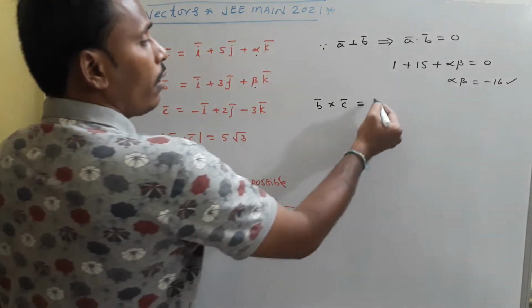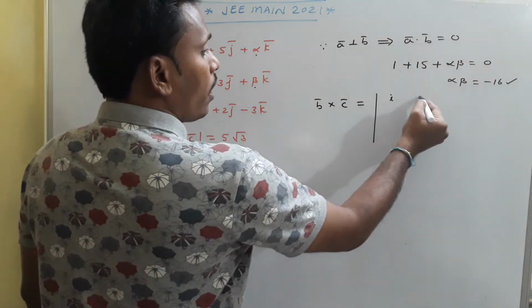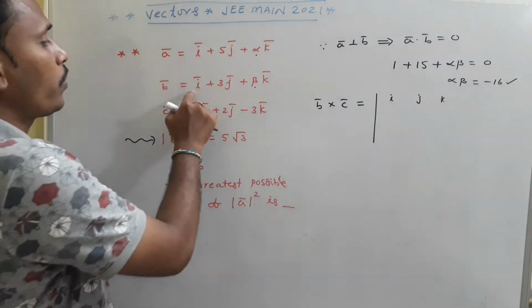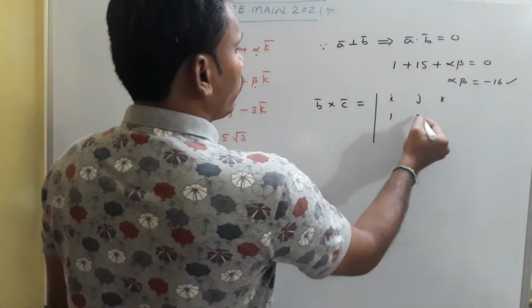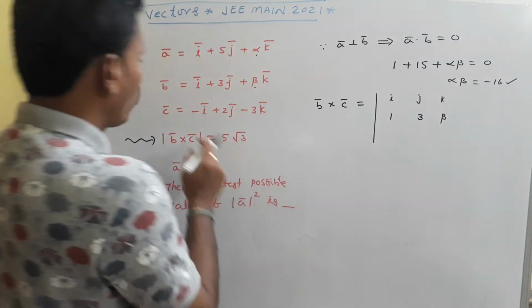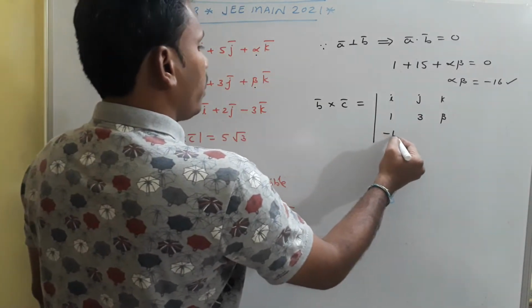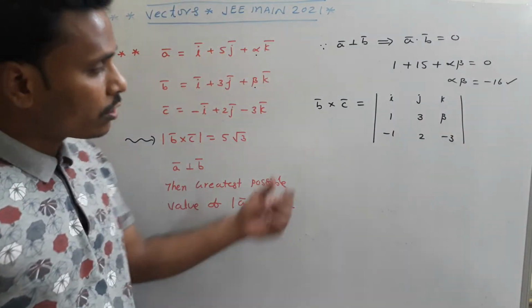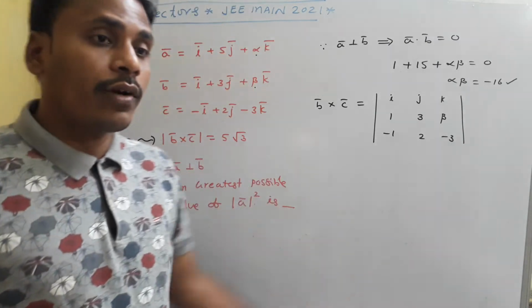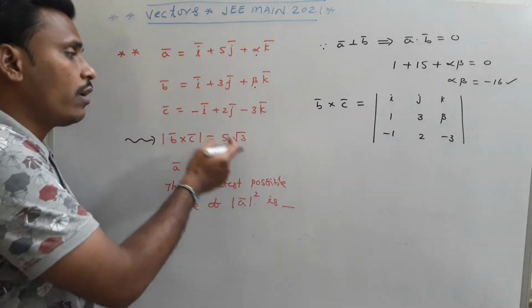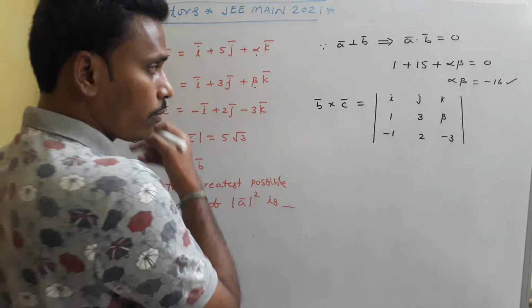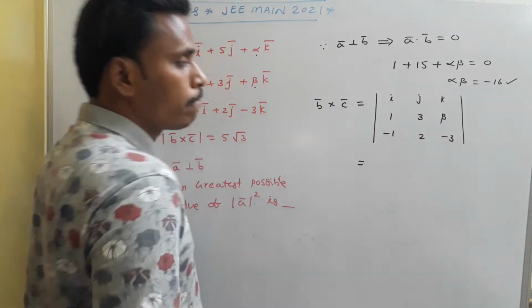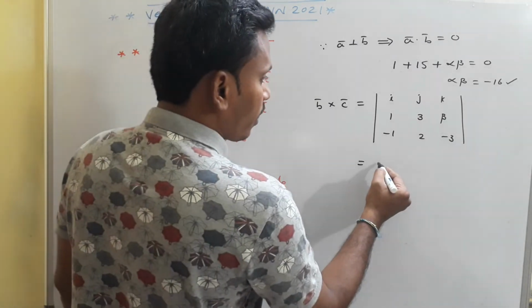So I think we all know finding b cross c, ijk, and then coefficients of b 1, 3, beta, coefficients of c bar minus 1, 2, minus 3. Okay, so first b cross c vector find చేసి తర్వాత దాని magnitude calculate చేసి 5 root 3 కి ఈక్వల్ చేయాల్సి ఉంటుంది. దట్స్ అవర్ పార్ట్.